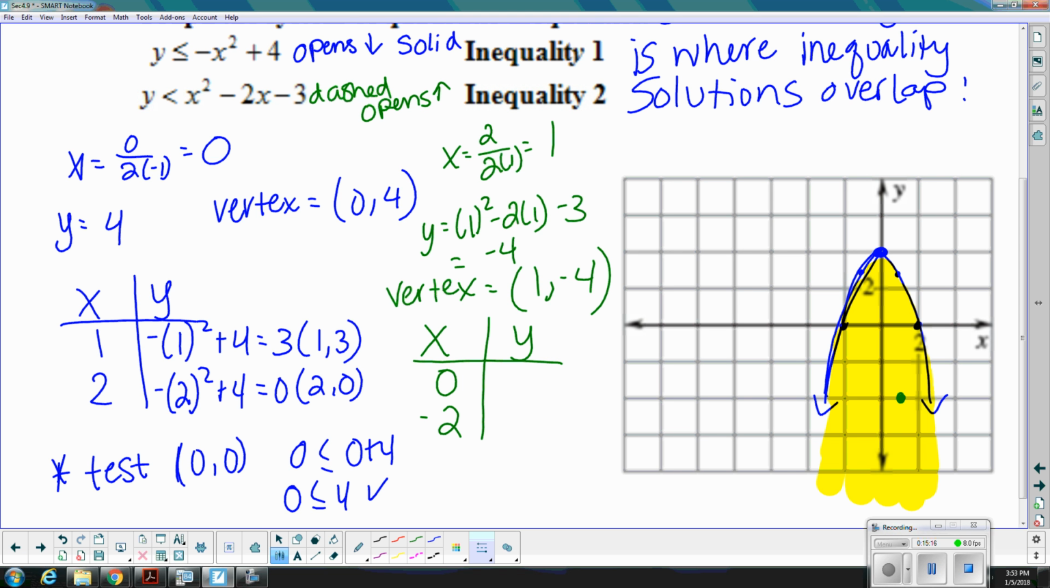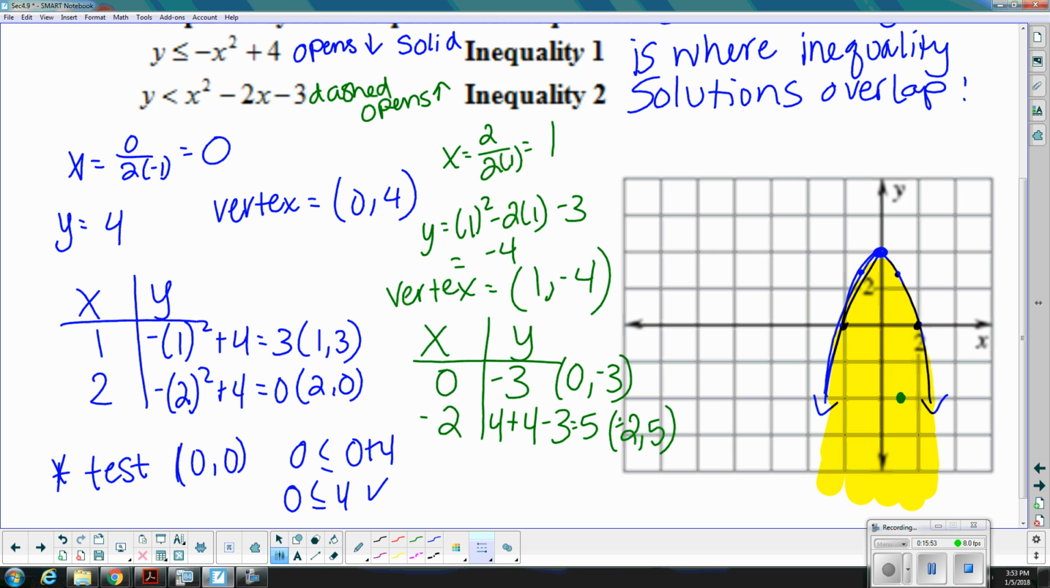So if x is 0, then my y is 0 squared, which is 0, minus 2 times 0, which is 0, minus 3. So 0, -3 is 1 point. And then if x is -2, that's -2 squared, which is 4, minus 2 times -2, so plus 4, minus 3 is 5. So my second point is -2, 5.